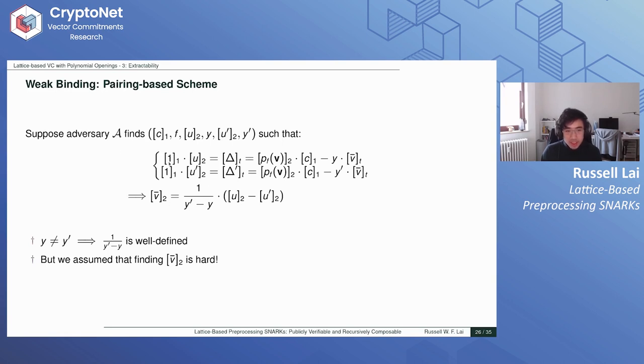So what we just did is use an adversary against weak binding to produce the group two encoding of v bar. However, we just assume that this is hard to do by the pairing-based assumption, and therefore we conclude that this adversary is unlikely to exist.